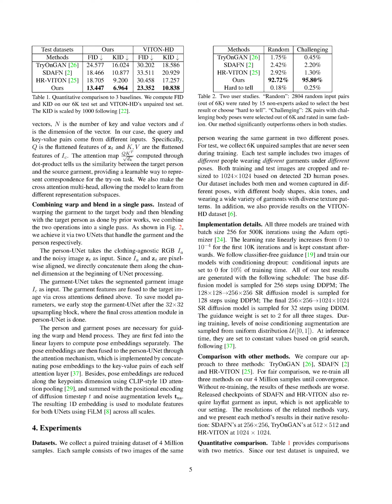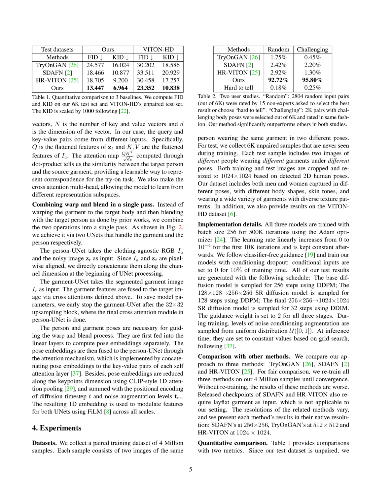The person and garment poses are crucial for guiding the warp and blend process. These are initially fed into linear layers to compute pose embeddings separately. These embeddings are then integrated into the person UNet through the attention mechanism. Additionally, pose embeddings are reduced along the keypoints dimension using CLIP-style 1D attention pooling, and combined with the positional encoding of the diffusion timestep and noise augmentation levels. The resulting 1D embedding is used to modulate features for both UNets across all scales.